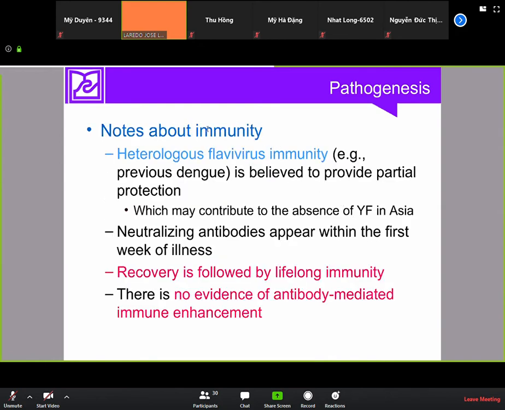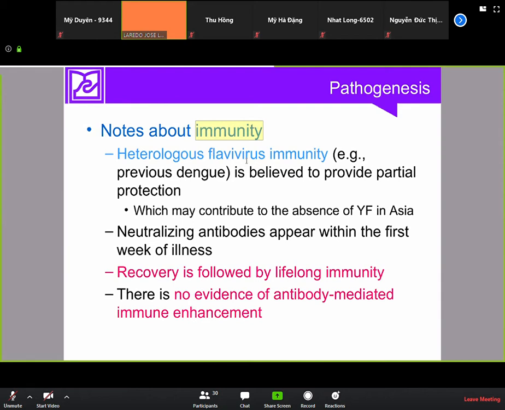So what about the immune response against yellow fever? What about the immune response? It's very complex, very difficult to understand. I have to tell you that, well, yellow fever is another flavivirus, and maybe some immunity against other flaviviruses can protect people against yellow fever. I explain.